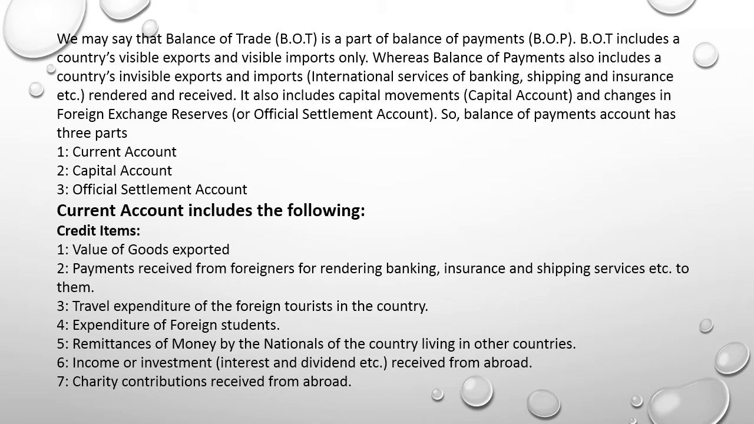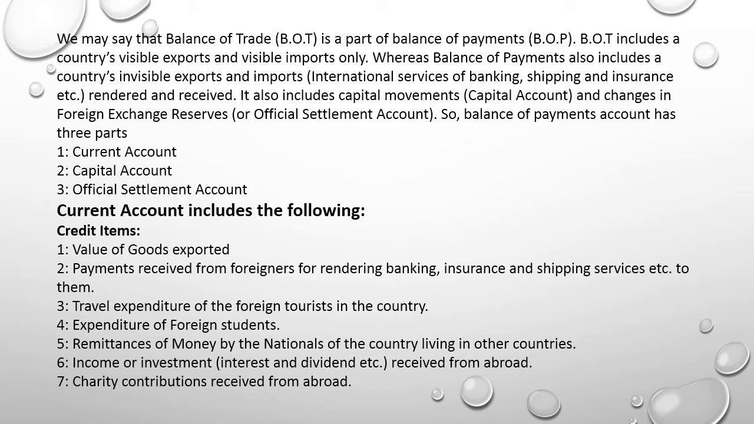So balance of payments account has three parts or three components. Number one, current account. Number two, capital account. And number three, official settlement account. Current account includes the following credit items. Number one, value of goods exported. Number two, payments received from foreigners for rendering banking, insurance, and shipping services, etc. to them. Number three, travel expenditure of the foreign tourists in the country.